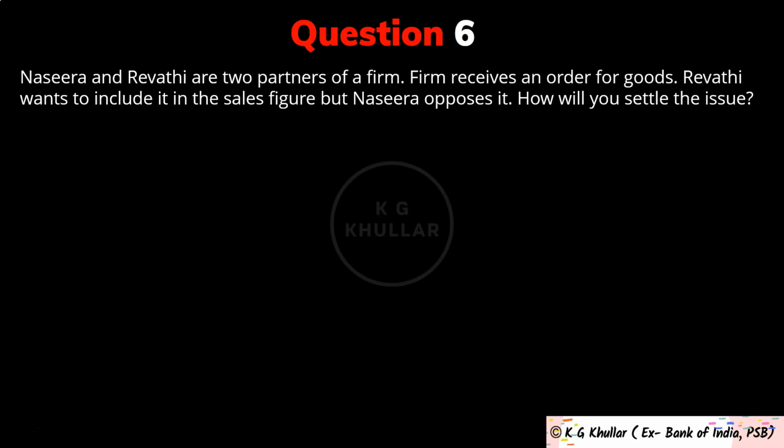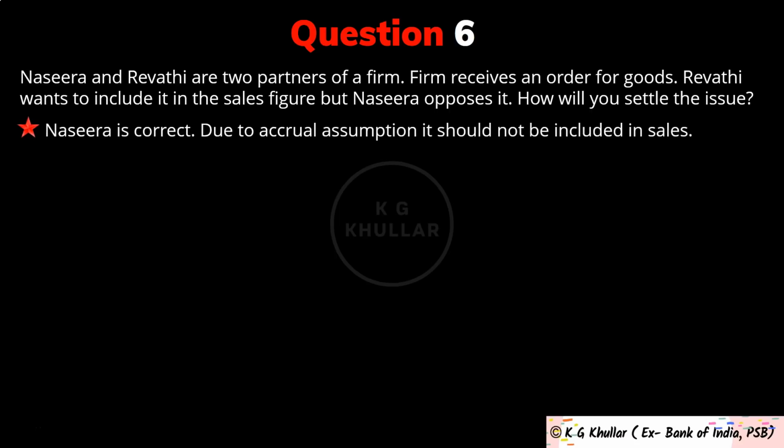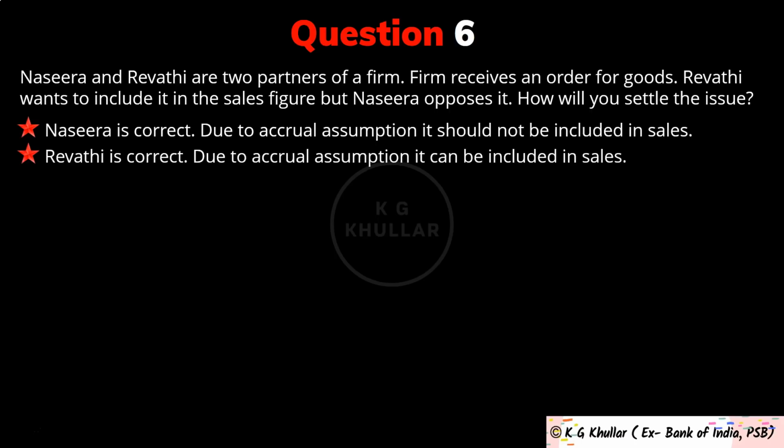The firm receives an order for the goods. Now Revati wants to include it in sales figure, but Nasira opposes it. How will you settle the issue? And these four options are given to you. First option is Nasira is correct. Due to accrual assumption, it should not be included in sales. Then second option is Revati is correct. Due to accrual assumption, it can be included in sales.